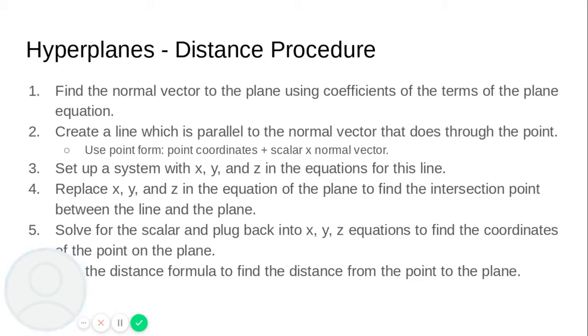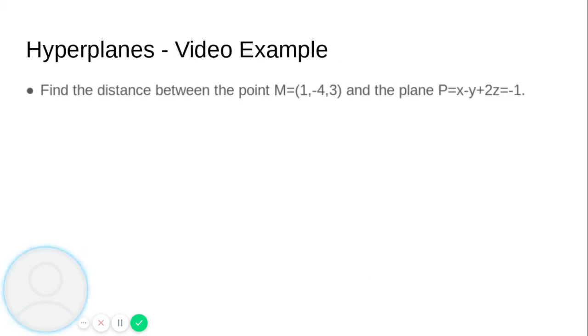Then we want to set up a system with x, y, and z in the equations for this line, replace x, y, and z in the equation of the plane to find the intersection point between the line and the plane, solve for the scalar, and plug back into the x, y, z equations to find the coordinates of the point on the plane, and then finally use the distance formula to find the distance from the point to the plane. It's a bit convoluted, but basically you just find that normal vector, create a line parallel to the normal vector that goes through the point, set up a system and solve the system essentially, and then use the distance formula. We'll go over an example of that right now.